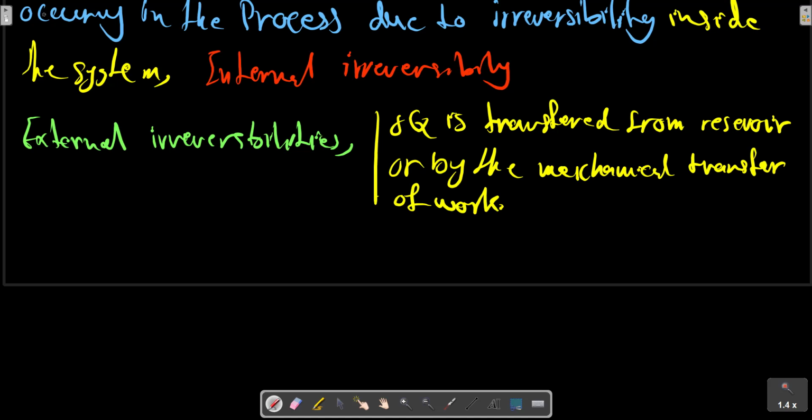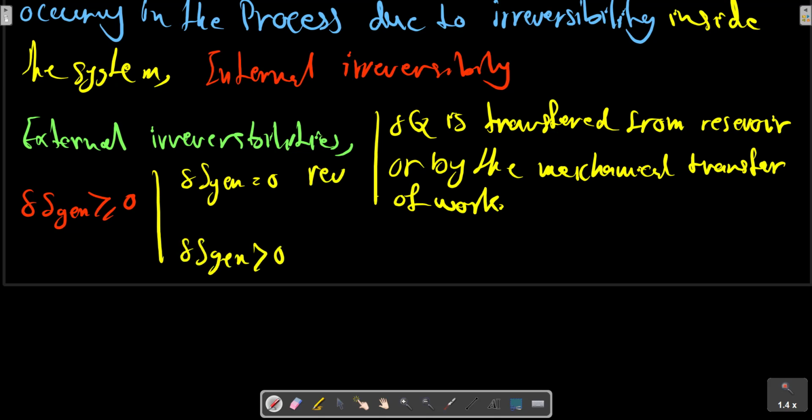This equation is then valid with the equal sign for a reversible process and the greater than sign for an irreversible process.